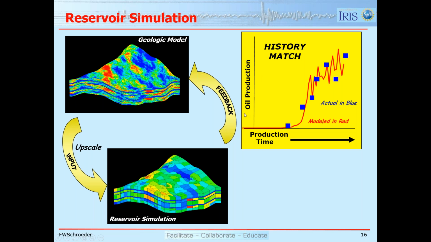And so here's oil production versus production time. The blue dots are actual data from the production history, how much oil has been produced as a function of time. And then the red line shows what the computer model that was developed for this field is predicting. So this is a reasonably good match, not a perfect match, but it indicates that at least we're getting pretty close to what the truth is. So then we can use that.